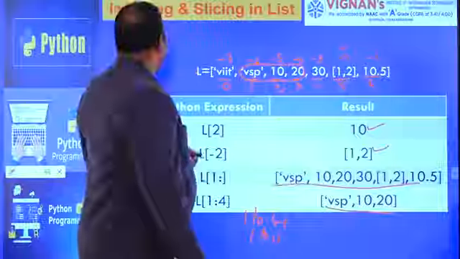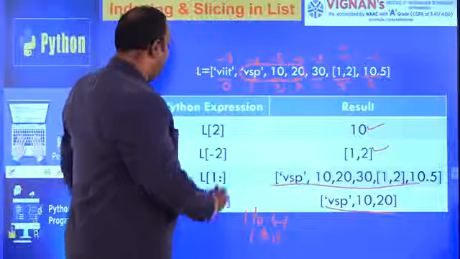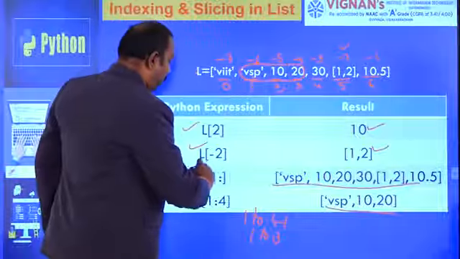So this is the indexing and slicing. These two are called indexing and these two are called slicing.